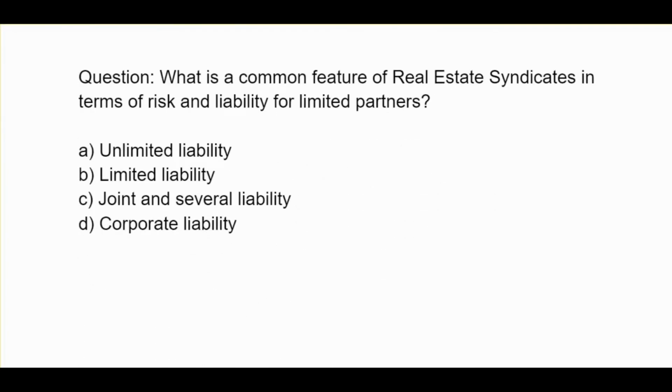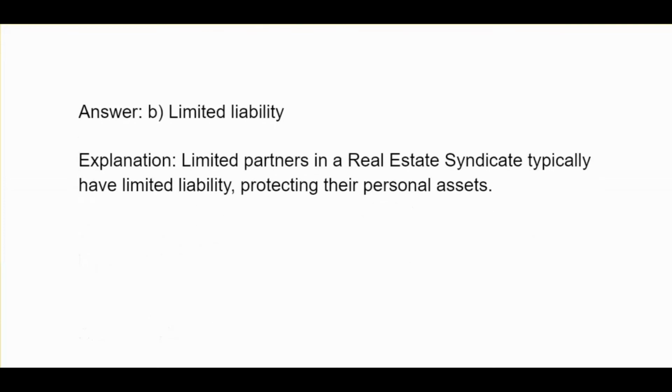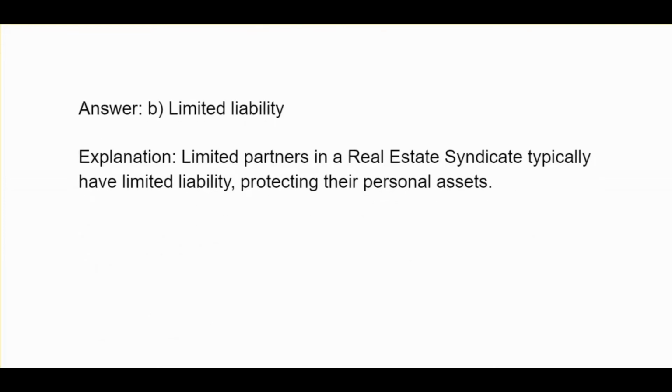What is a common feature of real estate syndicates in terms of risk and liability for limited partners? A, unlimited liability. B, limited liability. C, joint and several liability. D, corporate liability. Limited liability. Limited partners in a real estate syndicate typically have limited liability, protecting their personal assets.